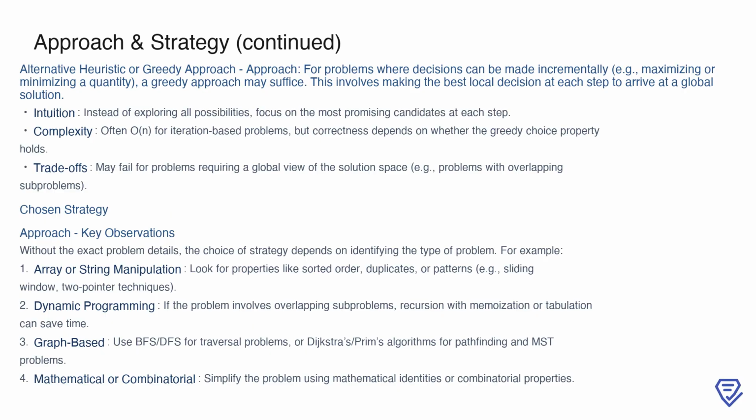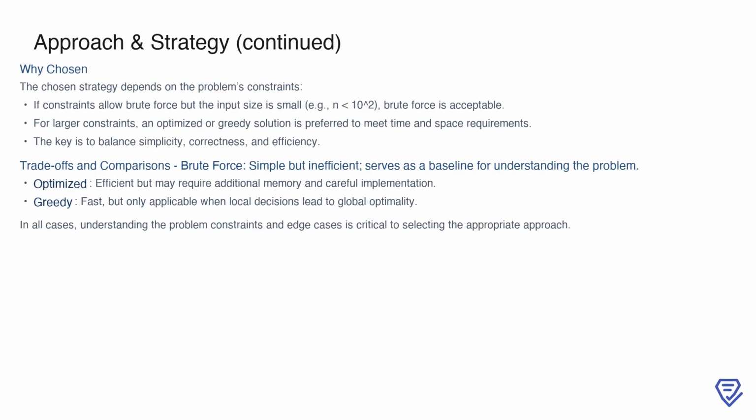When deciding on a strategy, it's helpful to consider the type of problem at hand. For example, array or string manipulation problems may benefit from techniques like two-pointers or sliding windows. Problems with overlapping subproblems might call for dynamic programming, while graph-based challenges might require traversal algorithms like BFS or DFS. Mathematical or combinatorial problems often involve simplifying the problem using established identities or patterns. The ultimate choice of strategy depends heavily on the problem constraints.